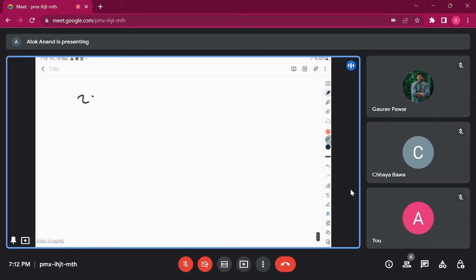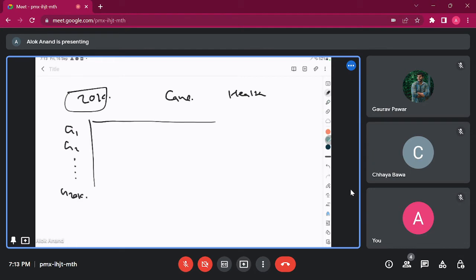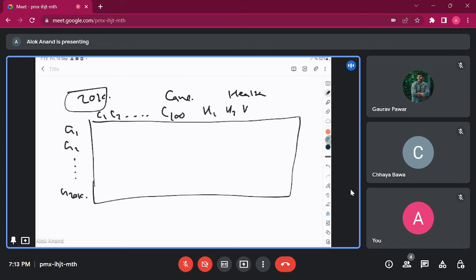As I told you, we have a total of 20,000 genes and if you are comparing two sets of conditions, cancer and healthy. That's one thing, please note. So we have a total of 20,000 genes like this, and we have the samples here: C1, C2, C100, H1, H2, H3, H50.